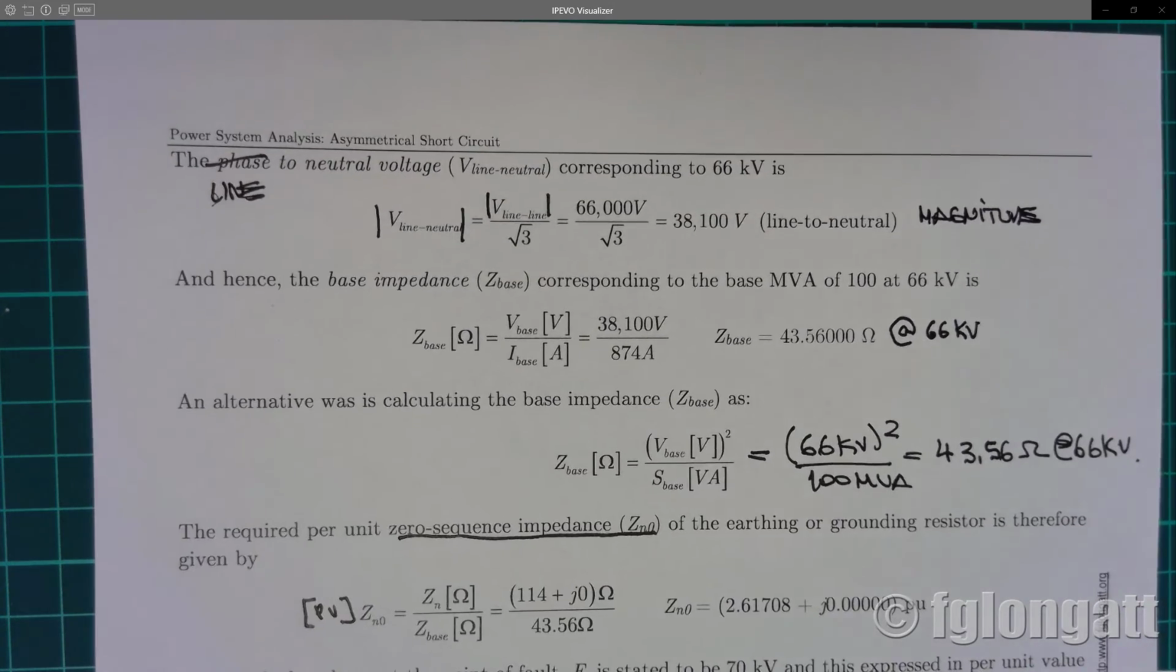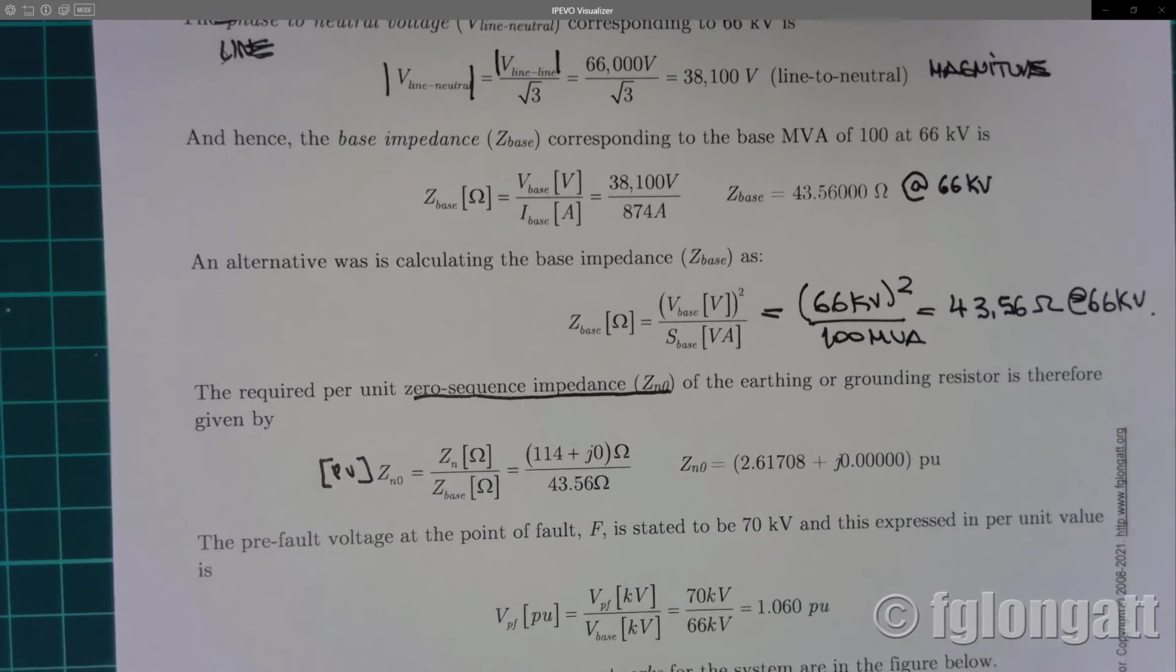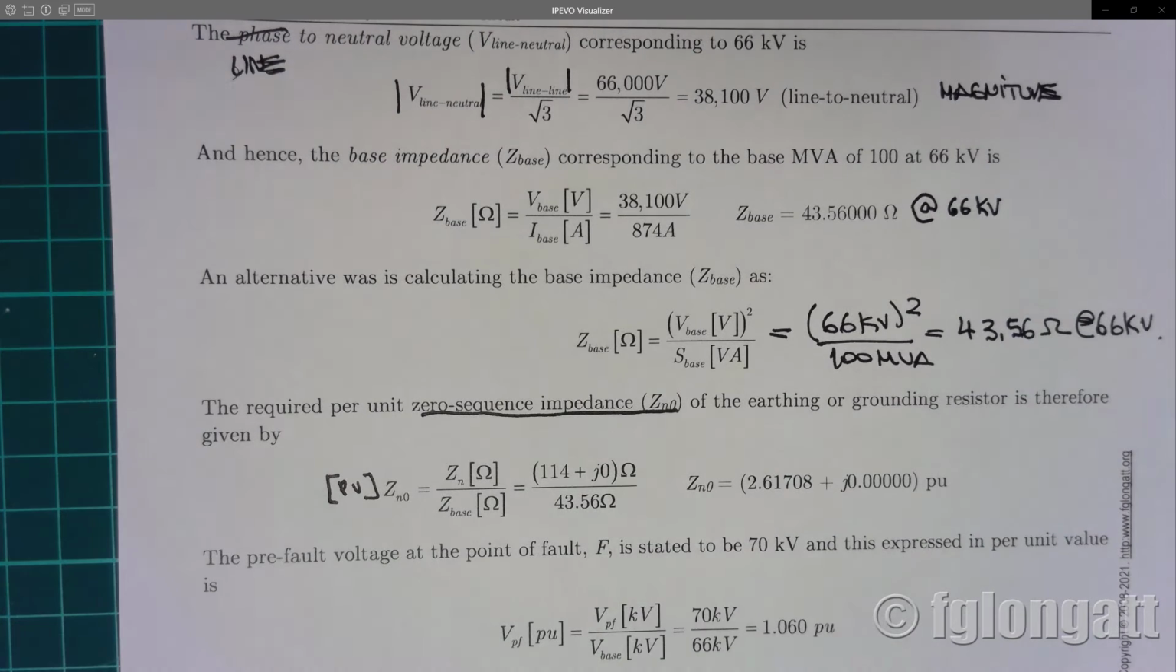Well, next step, we need to know what is the per unit value of the pre-fault voltage. What I'm telling you is, in this case, the system is working at a steady state condition previous to the fault. And in this case, we know that the voltage is 70 kV. 70 kV is the steady state voltage previous to the fault.